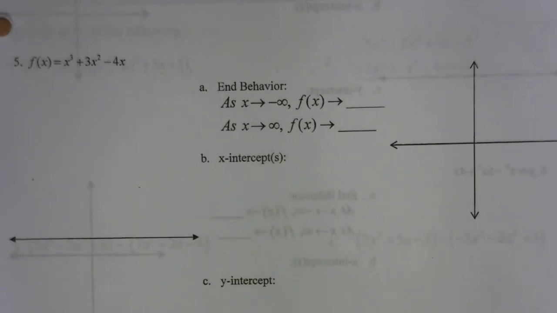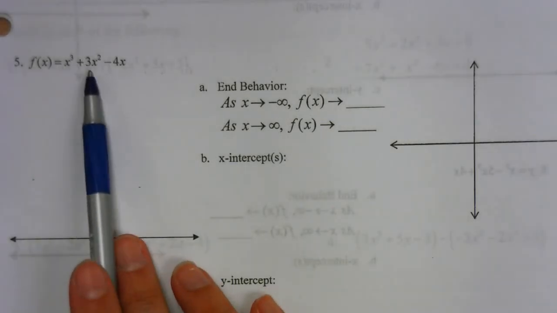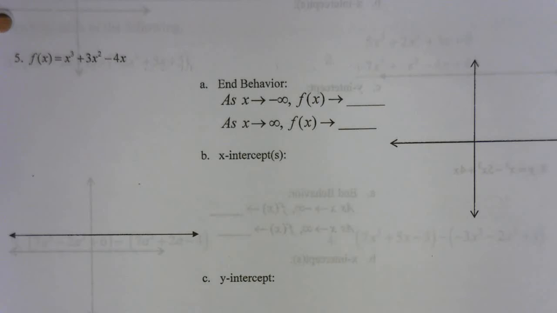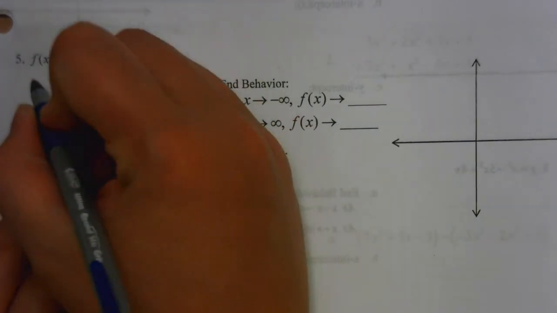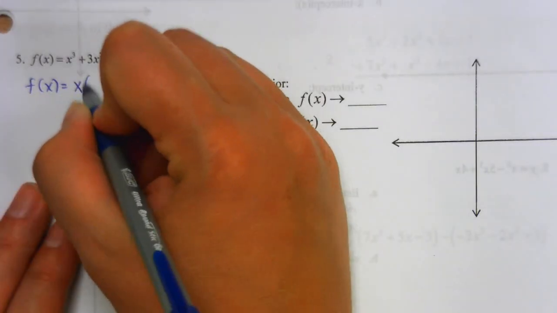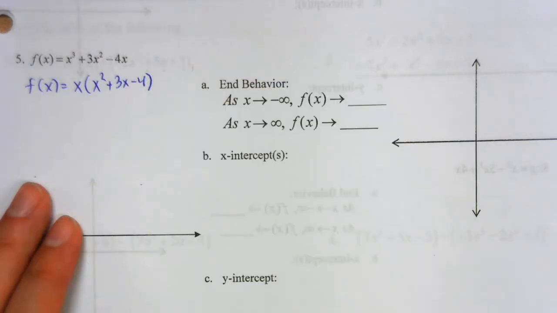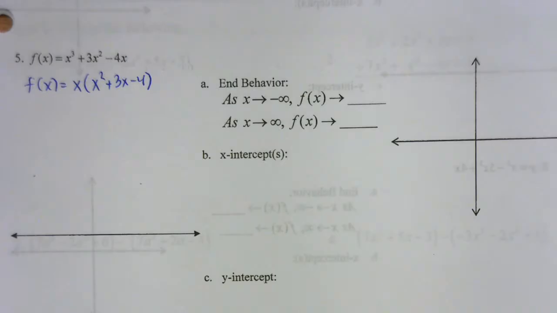So on number 5, we have f of x is equal to x to the third plus 3x squared minus 4x. This one does not give me a hint to do synthetic division, but I do see that each of those terms has something in common, so I'm going to factor out the x. I have f of x is equal to x times (x squared plus 3x minus 4). And now that I have a quadratic, I can factor that again.